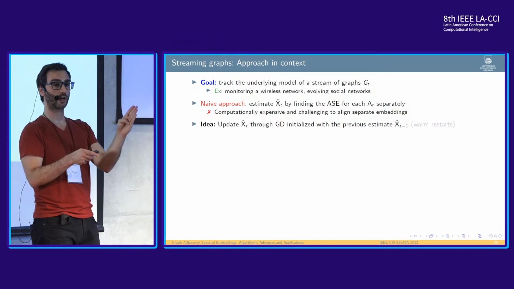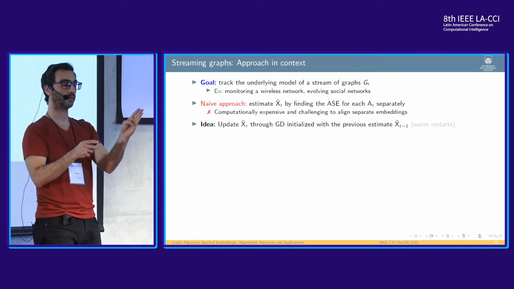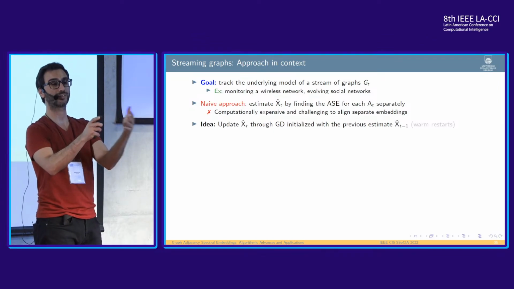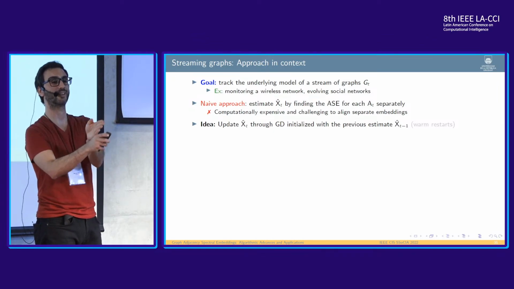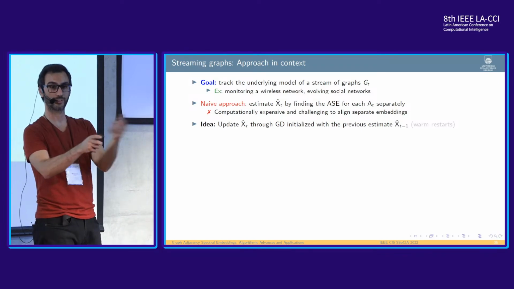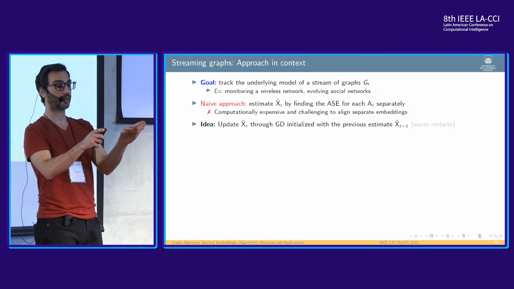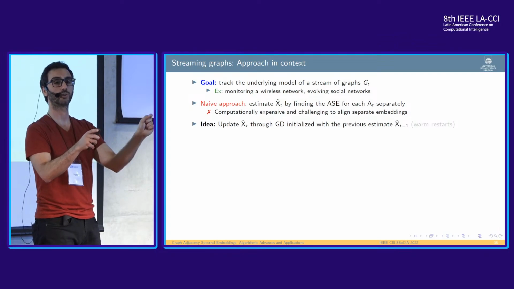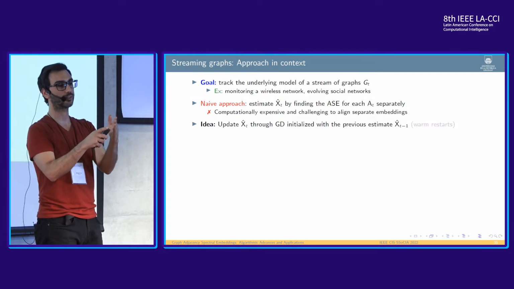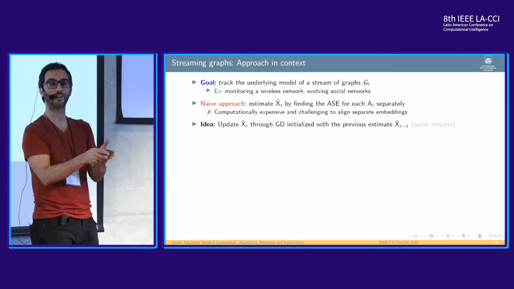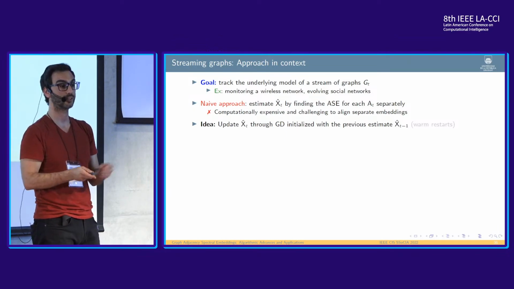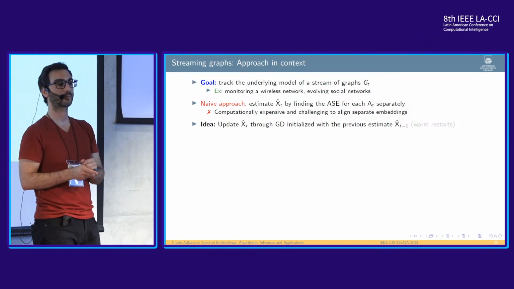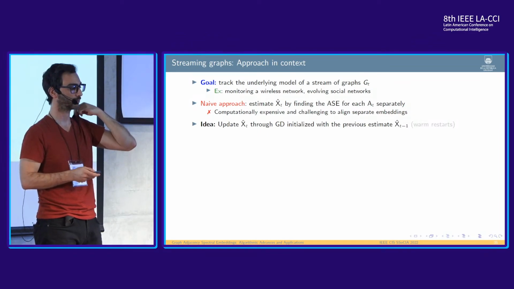So we have one graph. We compute the embedding of each node in this graph. Then we have a second graph, which is at time number 2 in this streaming graph. And then we initialize the gradient descent of this second graph with the solution of the first graph. Then the embeddings move very, very slowly, and you have an alignment between the embeddings.